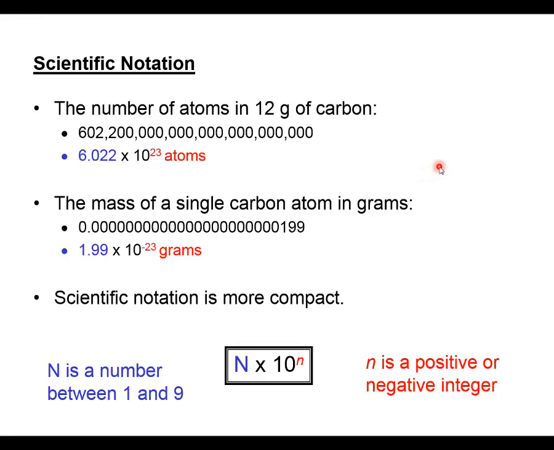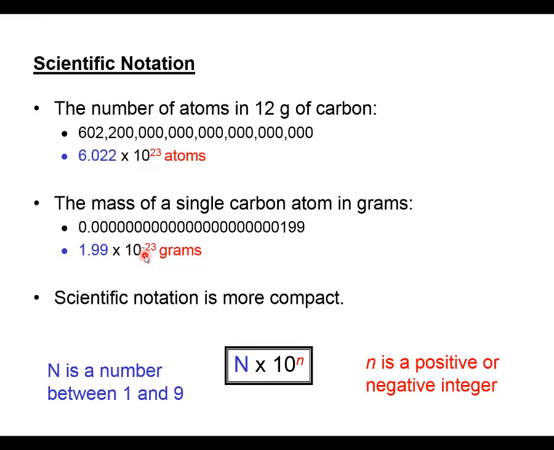Okay, so we've looked at a couple of values in scientific notation. We looked at the value for the number of atoms in 12 grams of carbon. That was a very large value, so I have a positive exponent in the scientific notation. If I have a very small value, like the mass in grams of a single carbon atom, when I put that in scientific notation, I should see a negative value.